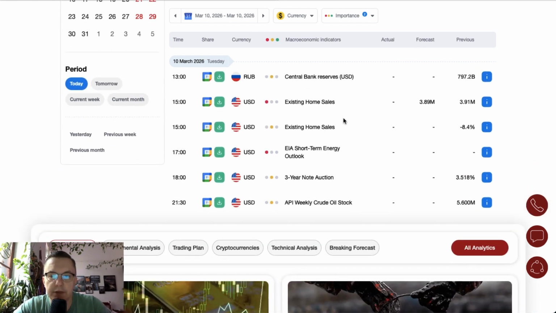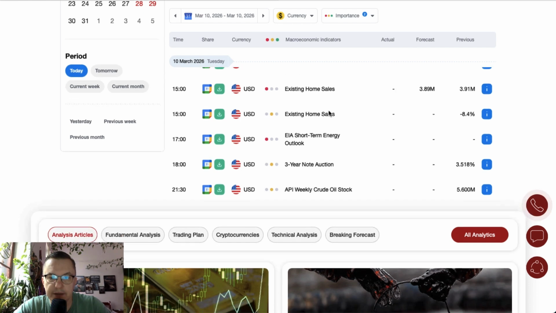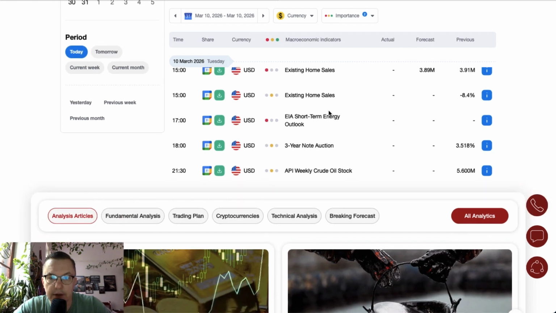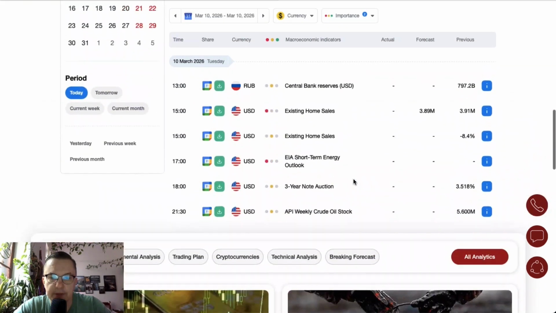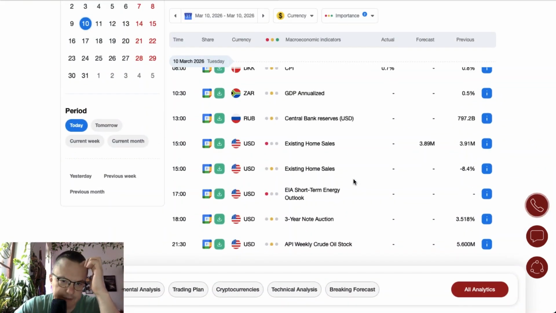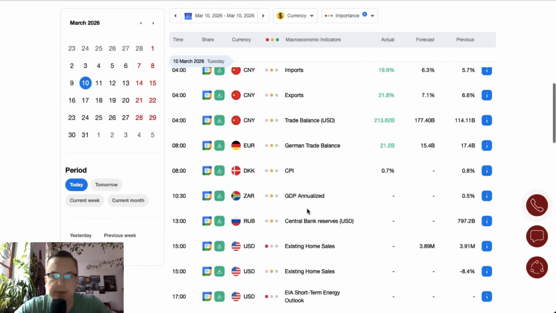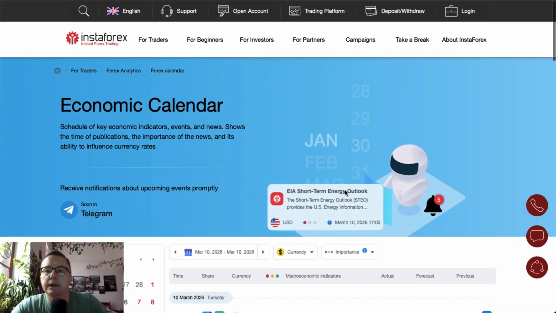Now the data from the US at 15, this is 3 o'clock. Existing home sales is scheduled for release. At 5 o'clock, the short-term energy outlook is scheduled for release. Then at 6 o'clock we got a 3-year note auction. And at 9:30 we got API weekly crude oil stock data release. So not a very busy US session. Nevertheless, two very important data releases are still scheduled.